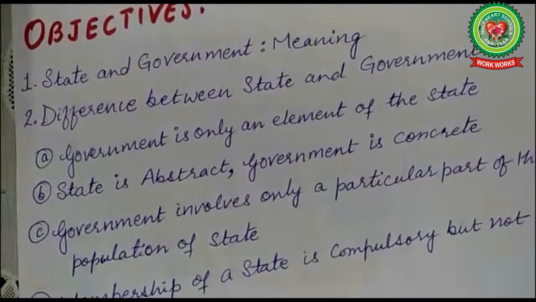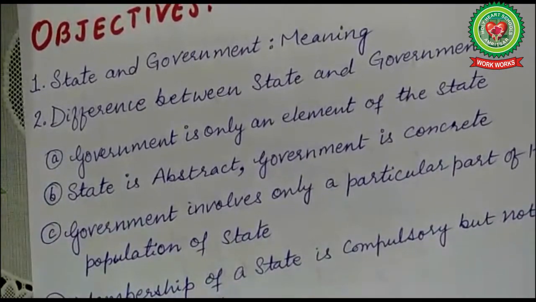Now I will discuss today's topic, that is state and government, its meaning. Yesterday I completed my topic, elements of state. I hope now you all are clear that there are four elements of state, that is population, territory, government and sovereignty. I talked about their features in detail. Now today I will talk about state and government. First I will tell you its meaning.